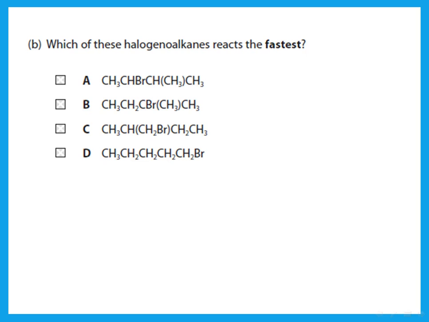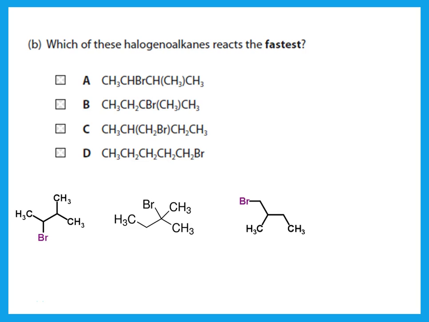Which of these halogenoalkanes reacts the fastest? Again, let us take a look. In order to compare them, I need to draw them. So let's draw each of these. This is A and B and C and D. So the difference between them is the type of halogenoalkane. All of them are bromines, so that has nothing to do with it. But which type of halogenoalkane is each one?